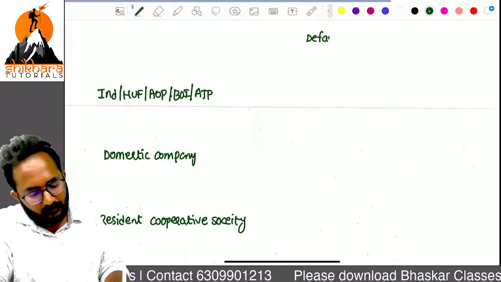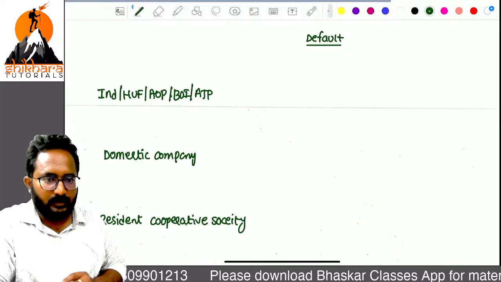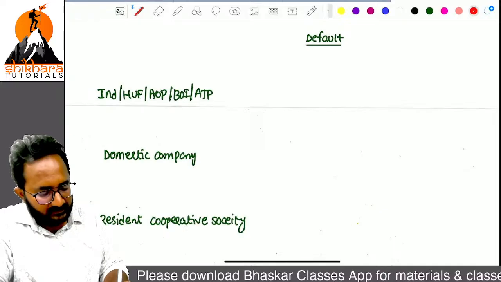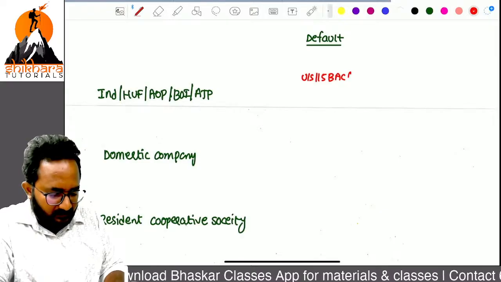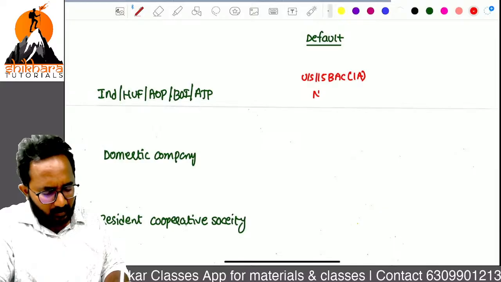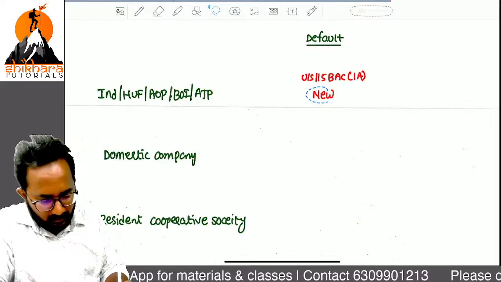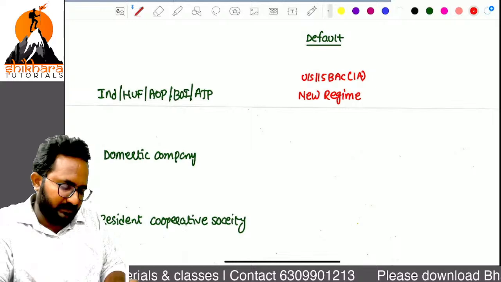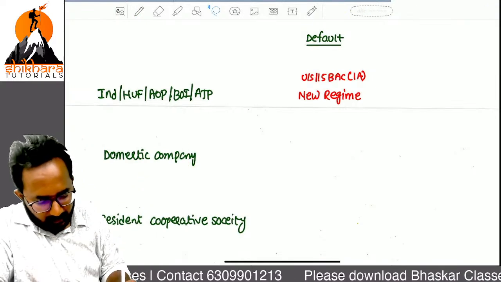Sir, if they open the income tax website, which is the default tax regime, section 115BAC subsection 1A, or now we can call it the new regime. Okay, new regime. So that's why we are calling this the default tax regime also. You know already, the heading itself is given as the default tax regime.